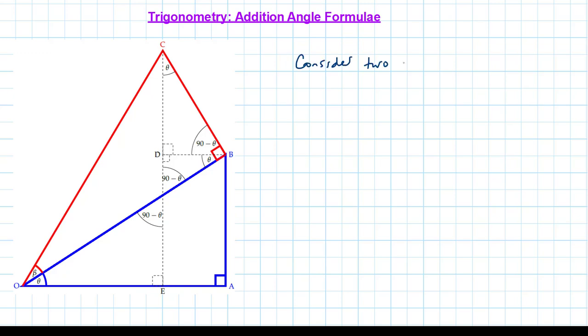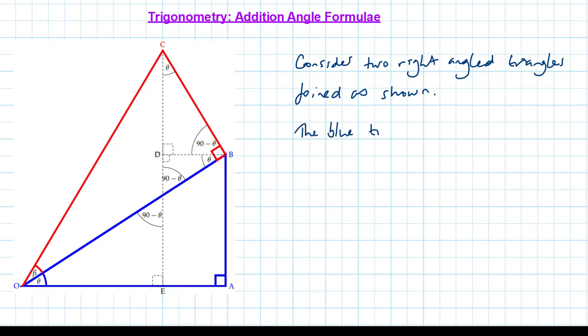In this video, we're going to be looking at addition angle formulae and justifying them. So I've got a diagram here. Consider the two right angle triangles joined as shown. So obviously we've got the blue one and the red one. The blue one making an angle of theta degrees to the horizontal, and then the red one, there's an angle of beta degrees to the blue triangle.